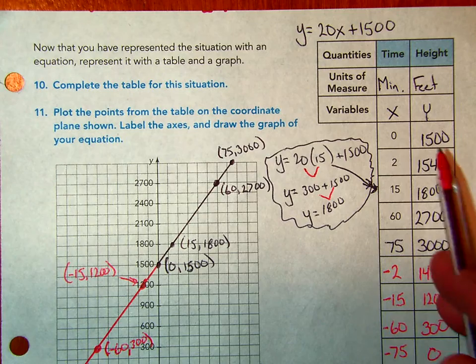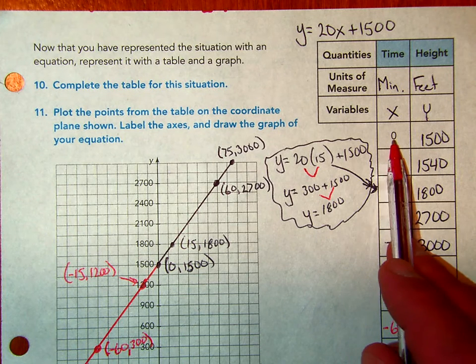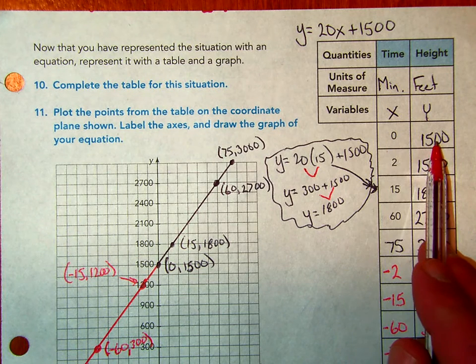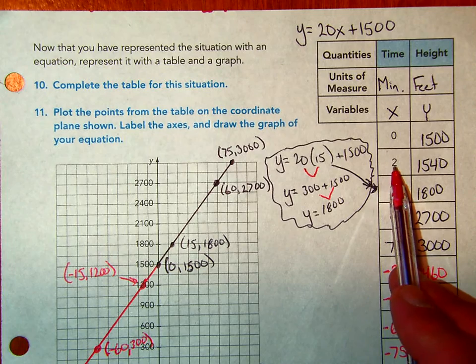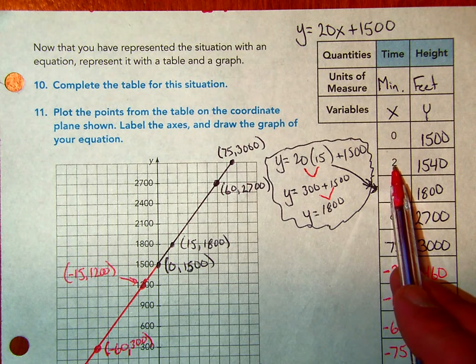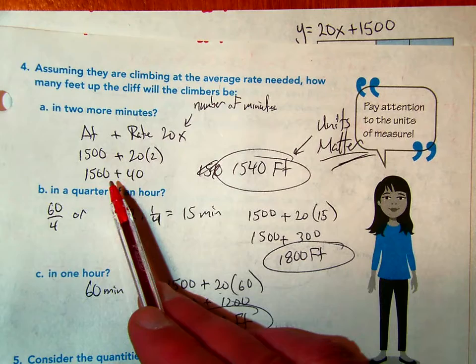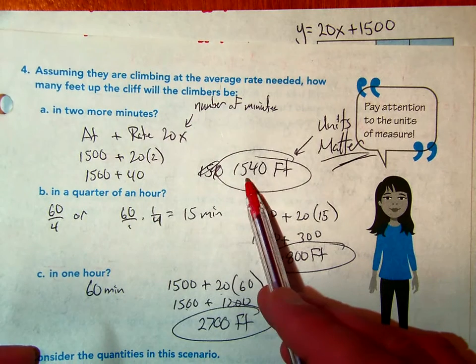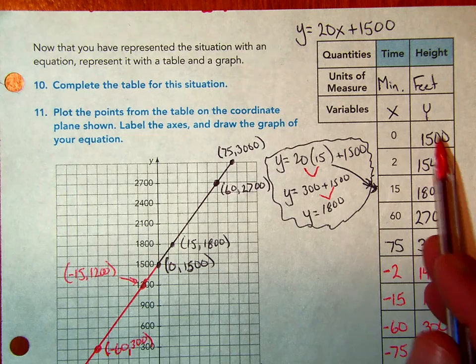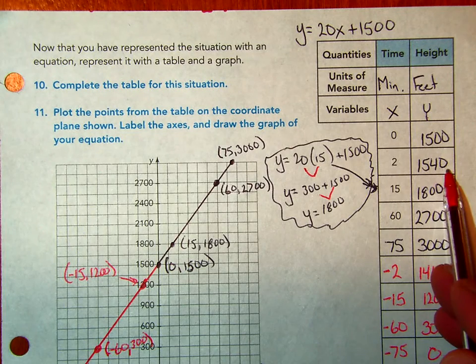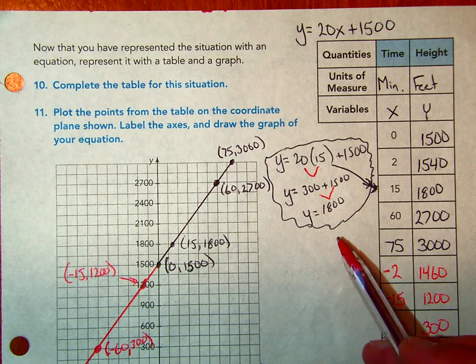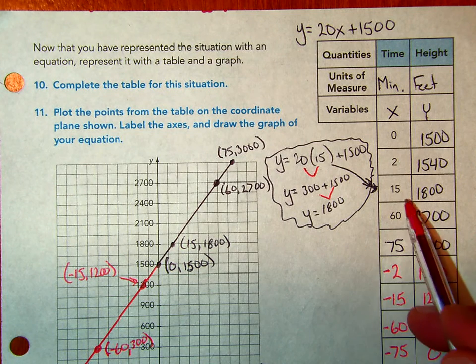How high at 0 minutes when we arrived? Well, the climbers were at 1,500 feet. At 2 minutes after we arrive, positive 2, we had that on this problem. And so I just went, hey, at 2 minutes, they were at 1,540 feet. So I just wrote in 1,540. At 15 minutes, we had that as well, but I just plugged it in just to show you.